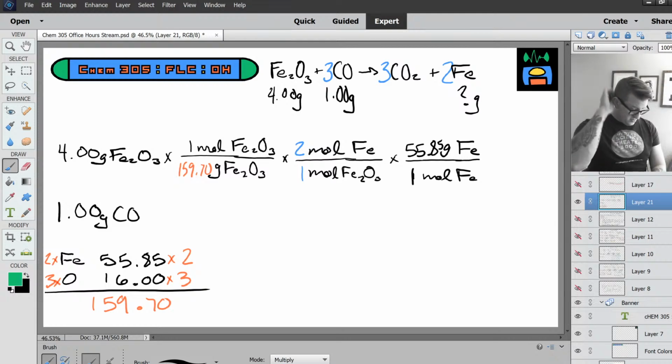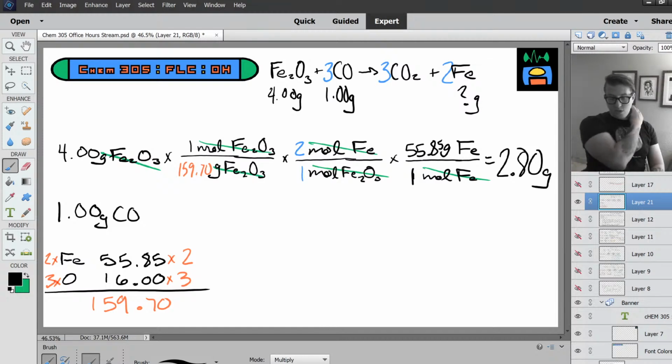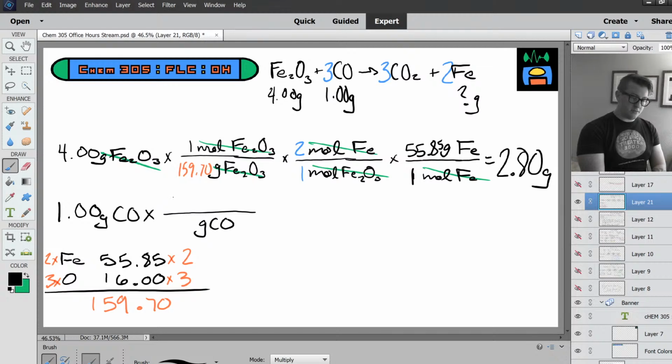And now we cancel everything. Grams of iron cancels grams. Moles of iron 3 oxide cancels moles of iron 3 oxide, and then moles of iron cancel moles. And now we crunch our numbers. 4 divided by 159.70 times 2 times 55.85 comes out to be, rounded to 3 sig figs, 2.80 grams. We don't know if this is the answer, because we need to repeat this calculation with the initial mass of carbon monoxide.